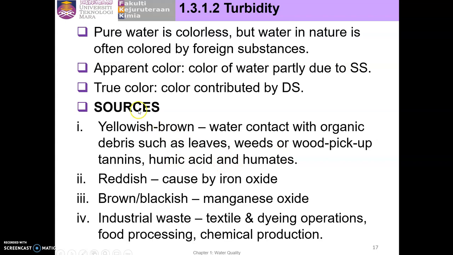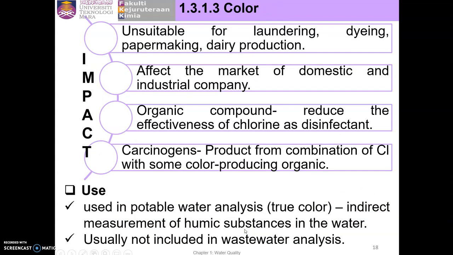So kalau the wastewater color dia reddish, kemerahan macam tu, maybe caused by iron oxide. This is macam karat. Okay, kalau berkarat, so color dia about reddish. And if the wastewater color is brown to black, this is because of the manganese oxide. And kalau industrial wastewater coming from textile and dyeing operations, so kalau hari tu dia buat baju warna biru, biru lah color wastewater tu. And also coming from the food processing and also chemical production.